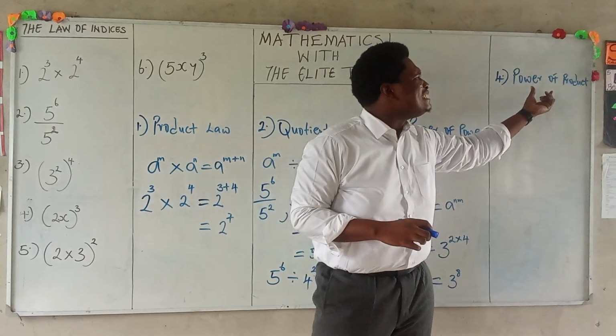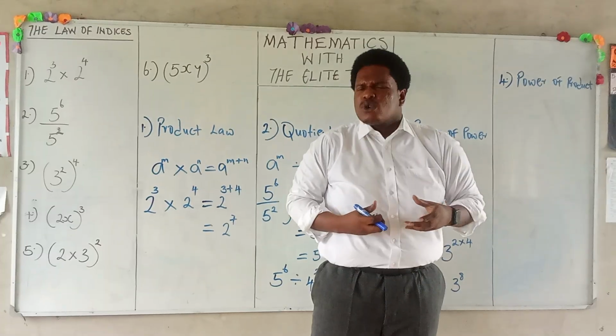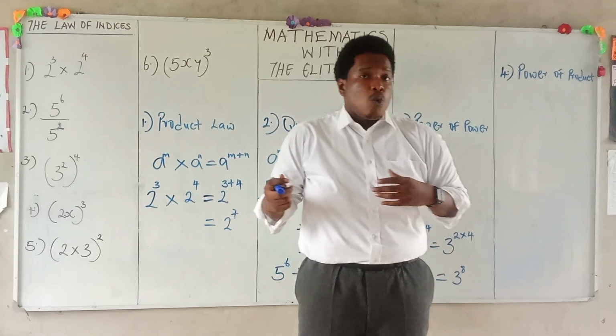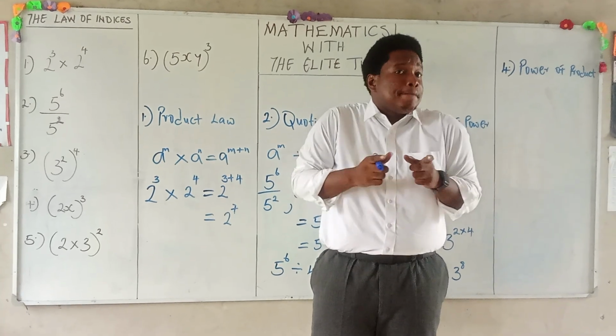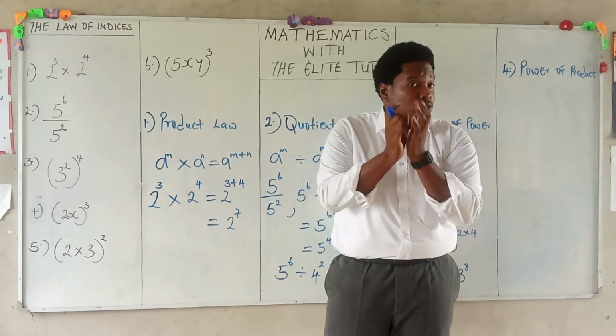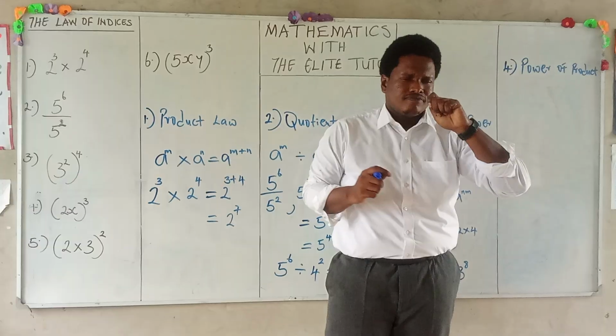What do we mean by this power of product? First of all, what do we mean by the word product? When we say product, we are simply saying when two numbers are multiplied together. When two numbers are multiplied together, that's when we talk about product. Now let's look at the law together.